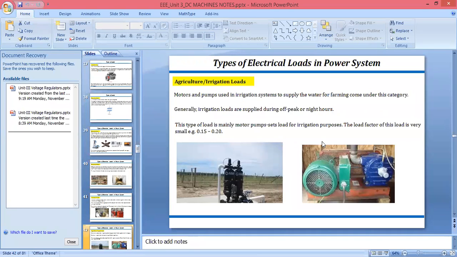Now we have to see about the agriculture or irrigation load. If we are using electrical load at the agriculture level, we call it an agriculture load. Motor and pump, you can see here, we can use in the irrigation system. These are nothing but the agriculture load, and we use this motor and pump to supply water for farming.